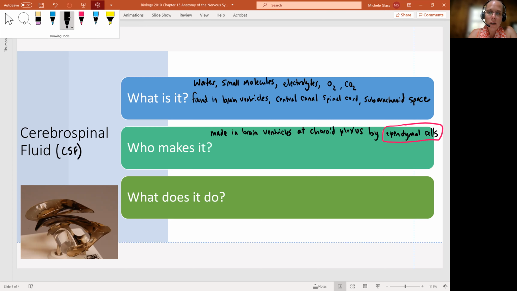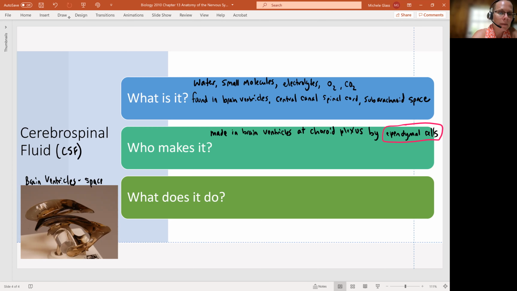And when we're looking at our brain ventricles, that's this picture that we have in the little corner here. So brain ventricles are actually spaces in the brain where CSF is made. And you have 4, and you name them based on that, basically.